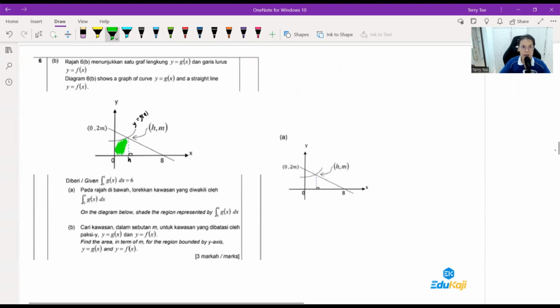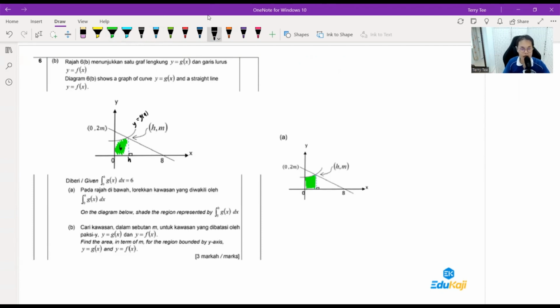This area is 6 units. Maybe my 6 is a bit thick, I'll put it a bit thinner. And you're supposed to shade the region. Oh, I've already done that. The region I'm looking at is here, so you just shade it. There you go, that's your answer for part A.